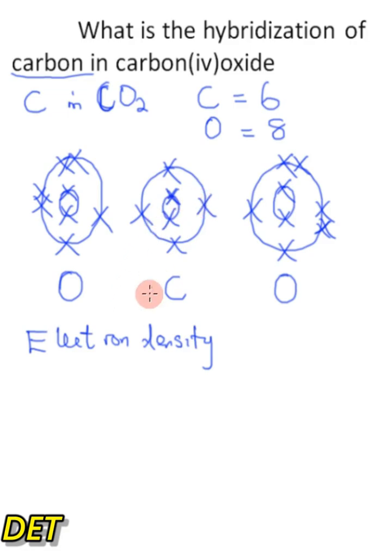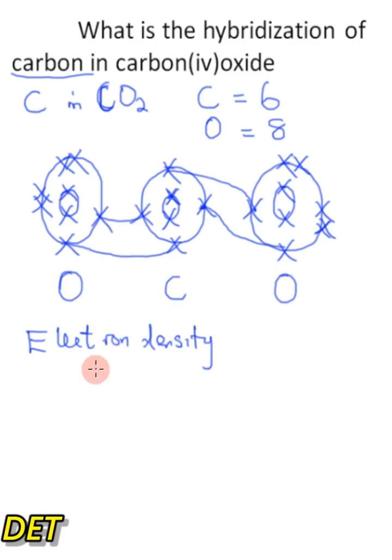So during chemical bonding, this electron from this carbon will bind with this electron from this oxygen to form a double bond. This electron from this same carbon will bind with this electron from this oxygen to form another double bond. So the electron density around this carbon atom is actually 2 double bonds.